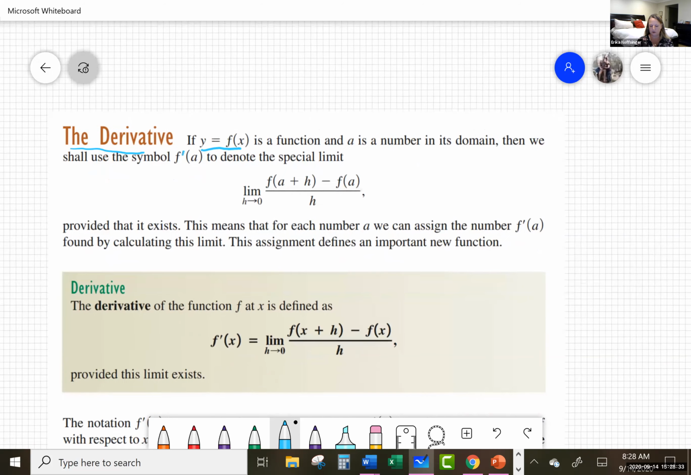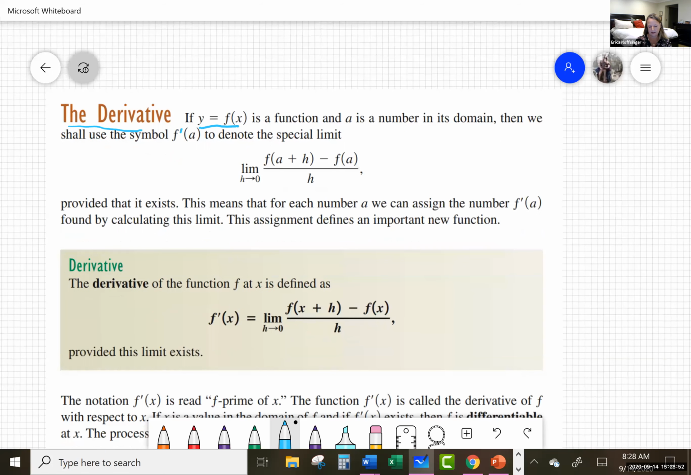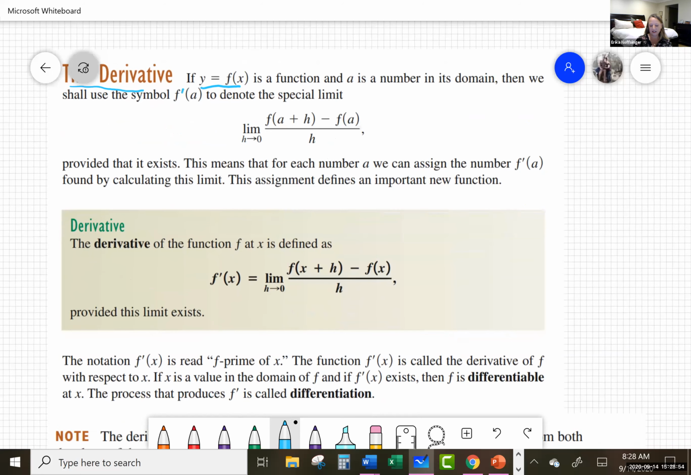Okay, so this is our derivative. The derivative of our function f at x is defined as f prime of x, the limit as h approaches 0 of the numerator f of x plus h, minus f of x, and that numerator is all over h, provided the limit exists. And that notation, we read this as f prime of x. And we say that f prime of x is called the derivative of f with respect to x.